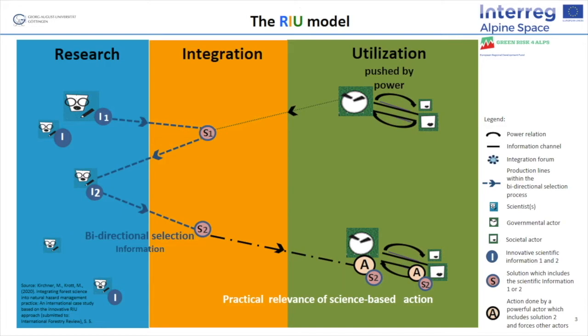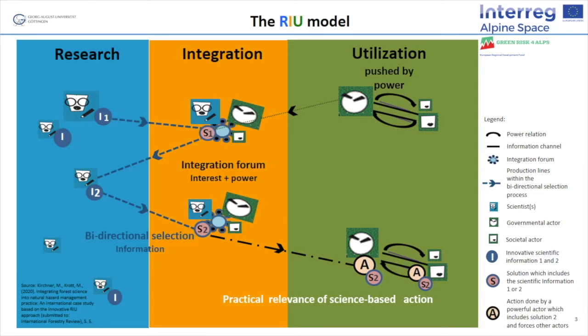Bidirectional selection happens in so-called integration forums. We defined integration forums as places which are formal or informal settings where practitioners and political actors meet in order to exchange science-based information. The bidirectional selection takes place within the integration forum and within the composition of its actors. Therefore, this is mainly a power process by the most powerful actors. Often, several steps of adaptation of the research results are necessary. Integration forums specify entry points to establish practical relevance by addressing actors selectively.